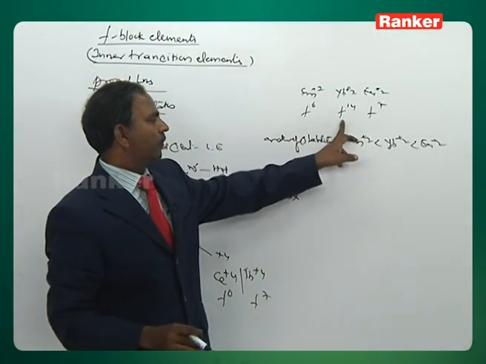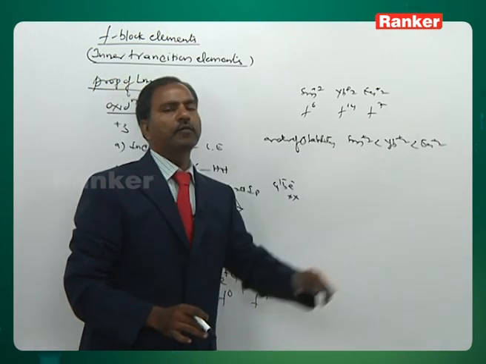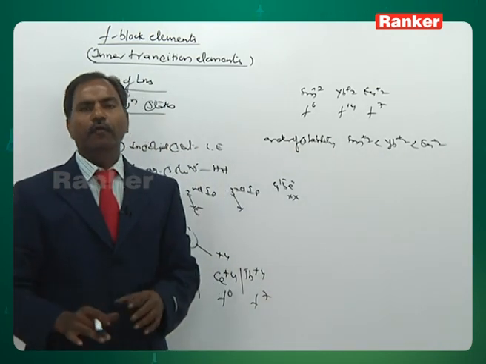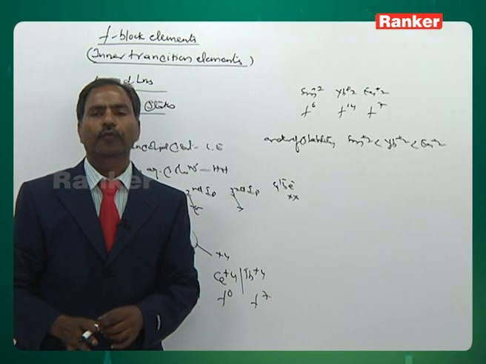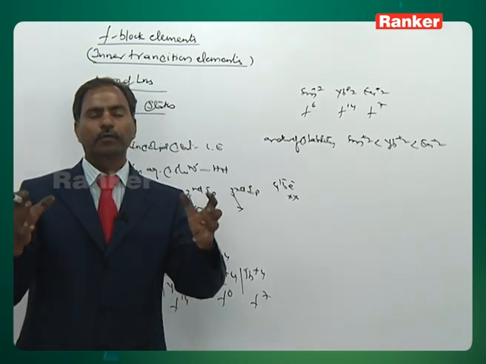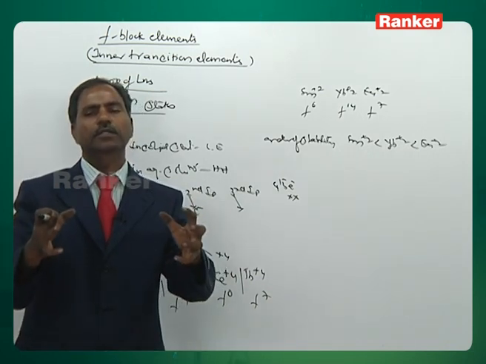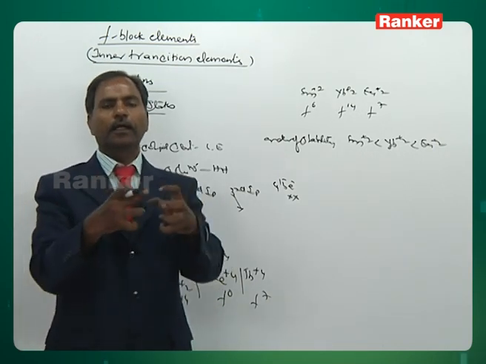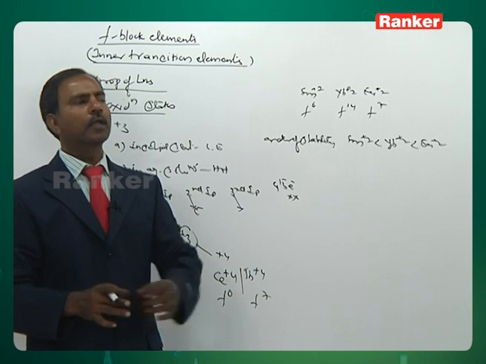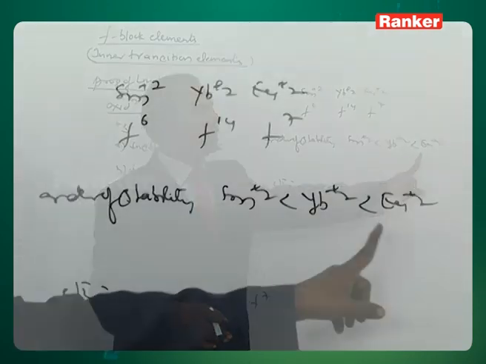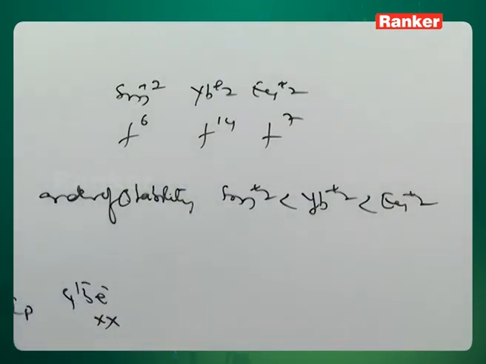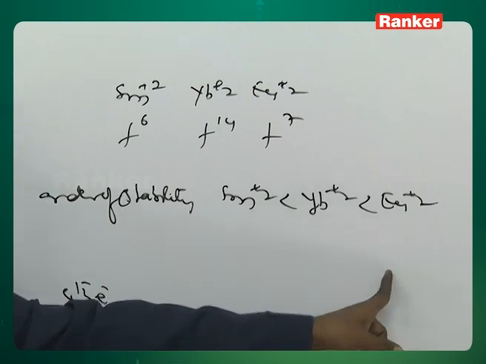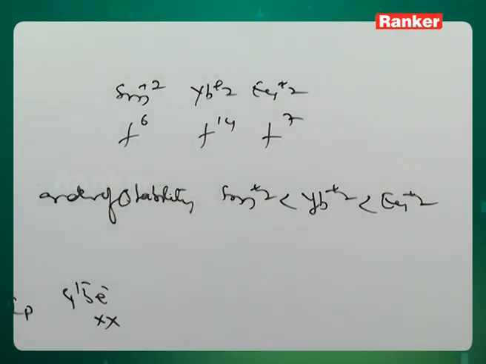Here, F14 is less stable than F7 because whenever the F subshell carries 14 electrons, 14 units of electronic charge are accumulated in the single subshell, so there will be greater interelectronic repulsions. Therefore, F14 is less stable than F7. This is the order of stability of these 3 ions.